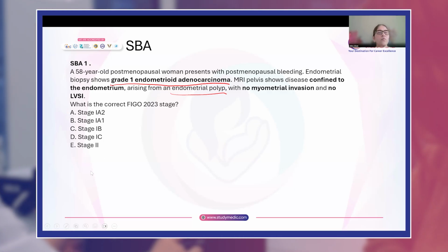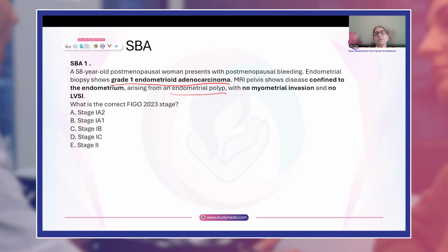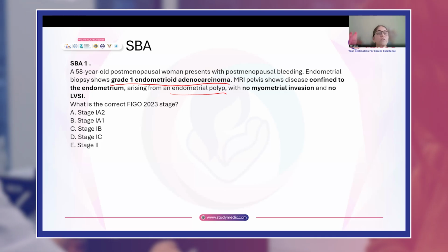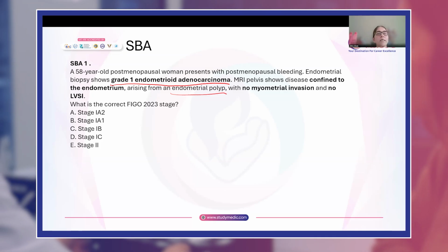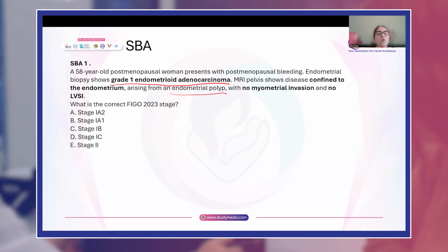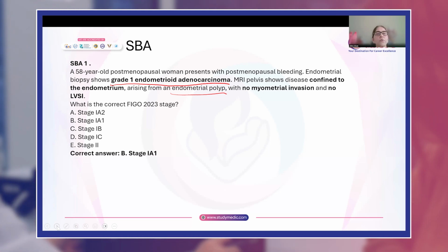Definitely, what would your answer be? It is definitely not stage 2, 3, or 4. It is definitely stage 1. Now, in this also, whether it is stage 1B or 1A, what would your answer be? Think about it and then see what is the answer. So, it is stage 1A1.